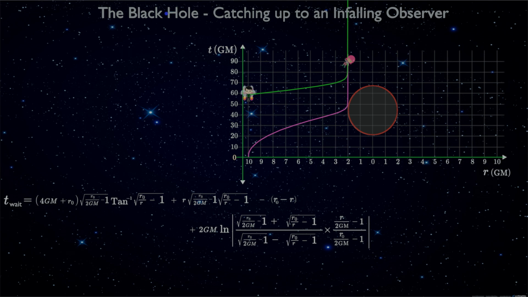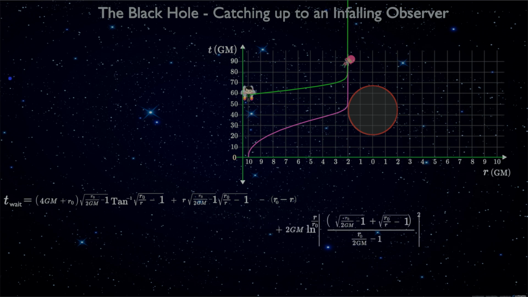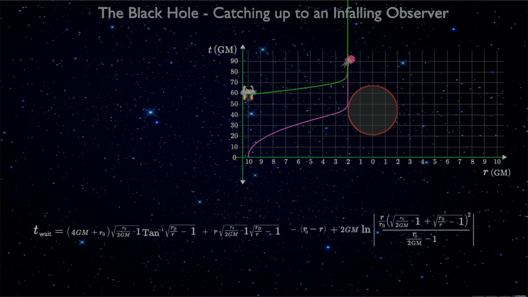So let's simplify the logarithm argument by multiplying the numerator and denominator by the denominator's conjugate binomial. Now let's multiply top and bottom by r over r naught. As you can see, the r over 2 gm minus 1's cancel on top and bottom, and we are left with our final expression for how long Tom can wait before being able to catch up with Stella if he travels at light speed with his super-duper jetpack.